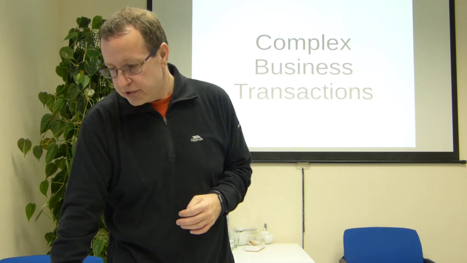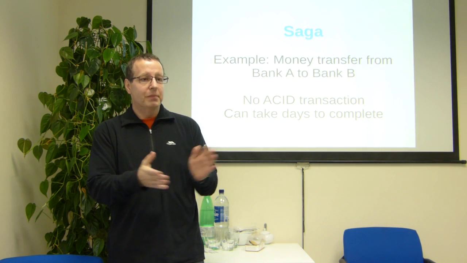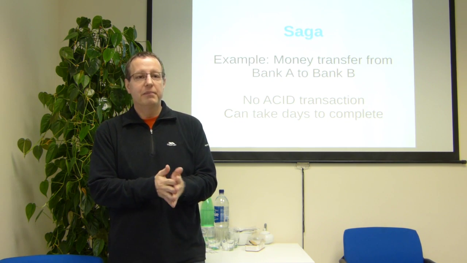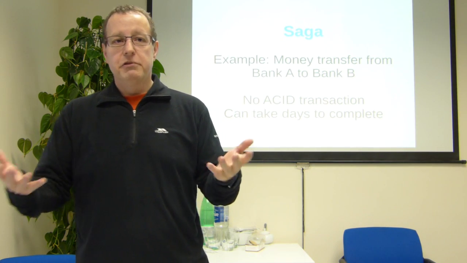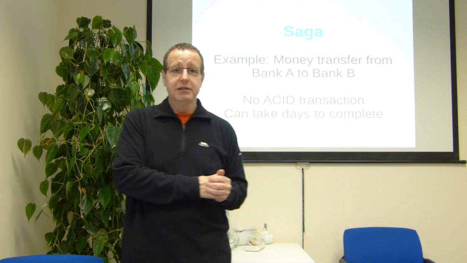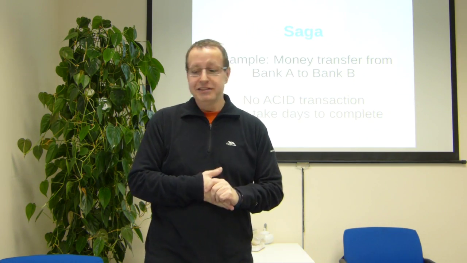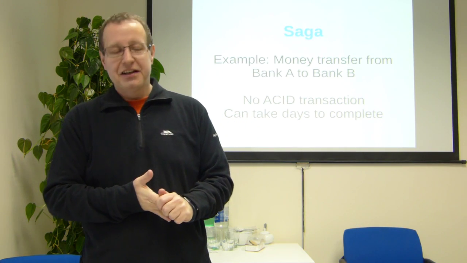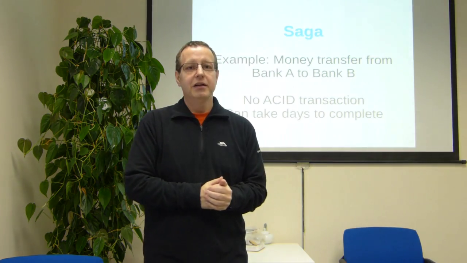So they have this concept of a saga. An example that they talk about is money transfer from Bank A to Bank B. Now, Bank A and Bank B, you can imagine, don't actually have a single data centre with a single database. They've got multiple. One would hope their databases are separate, probably in different data centres. So you can't actually coordinate a database transaction between them.